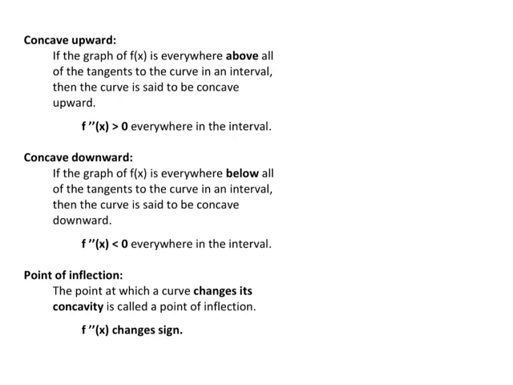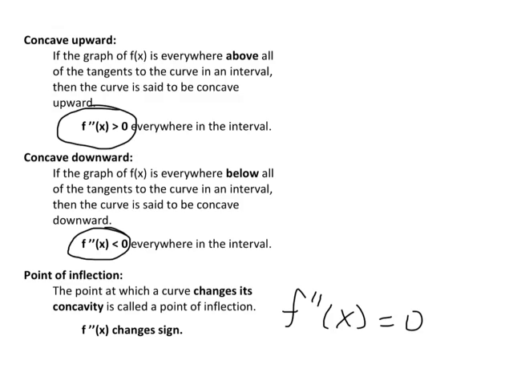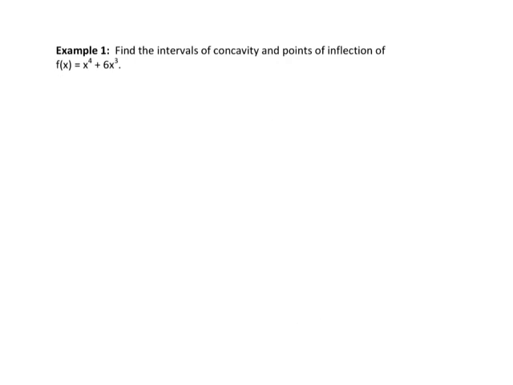Looking at the definition, it states that for concave upward, we need f double prime being greater than 0. For concave downward, we need f double prime being less than 0. And recall that for points of inflection, we can use f double prime of x and set that equal to 0 to help us identify if we've got an inflection point or not. So let's go back to our problem.